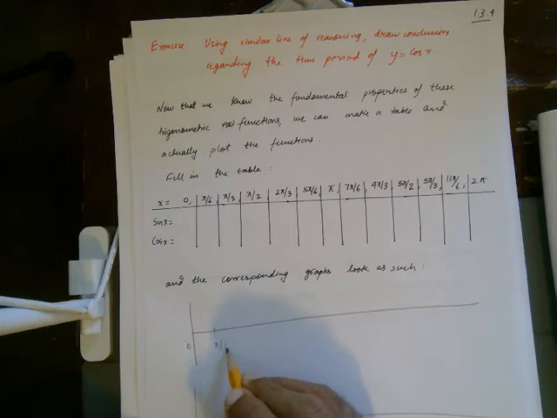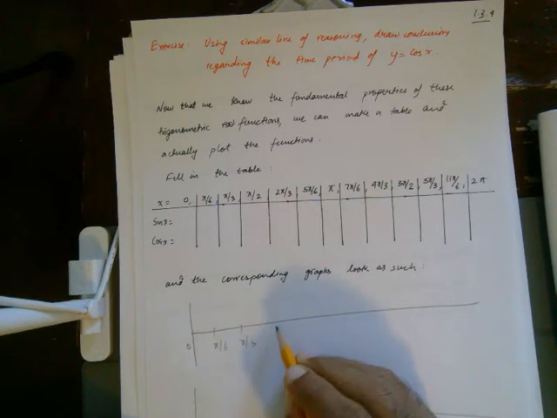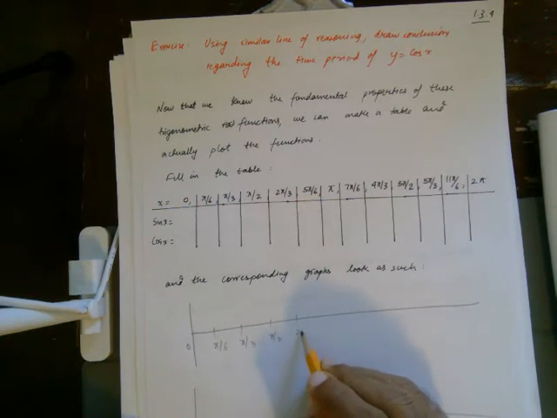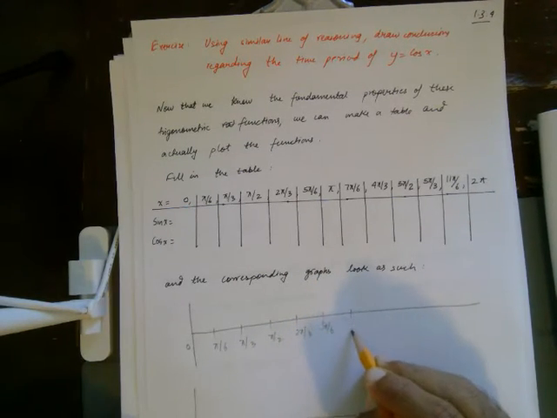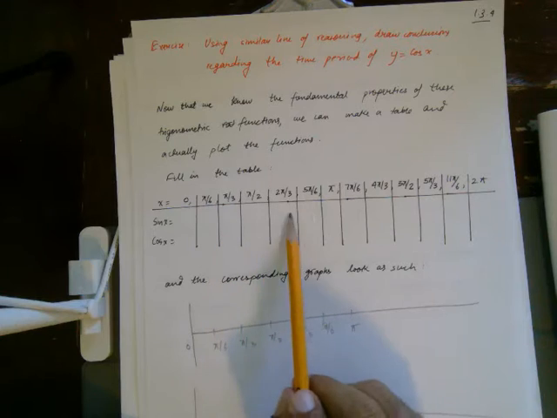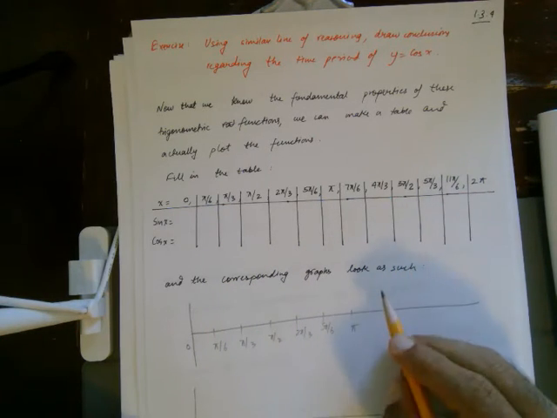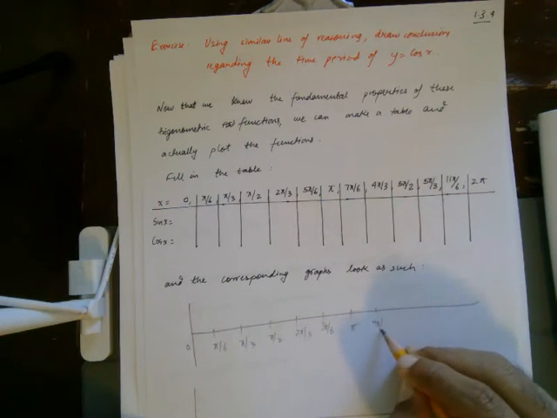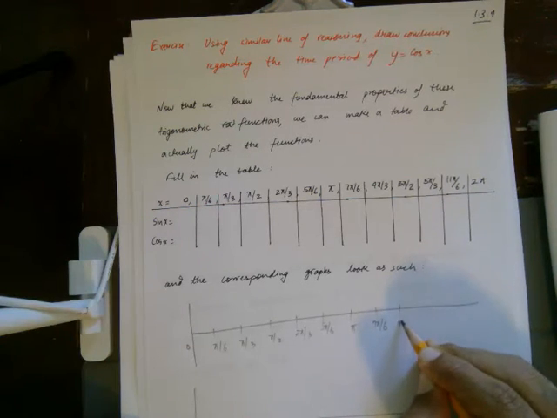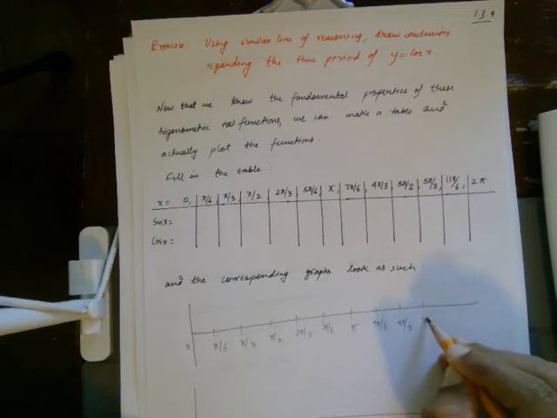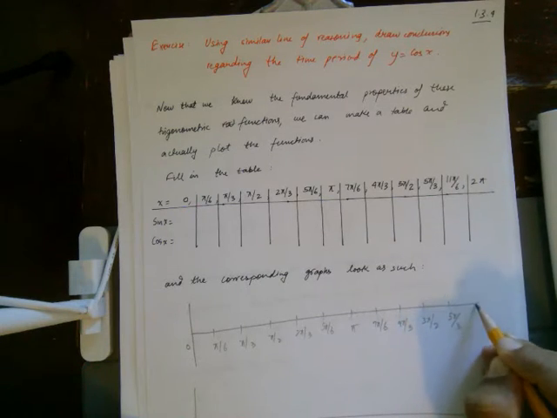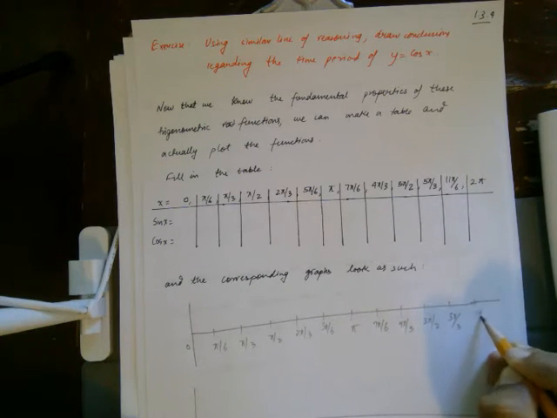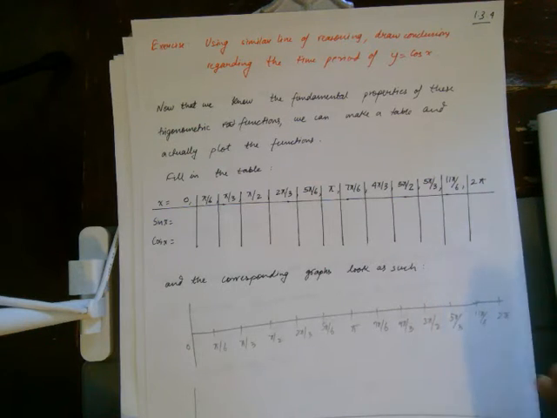So pi over 6, pi over 3, pi over 2, 2 pi over 3, 5 pi over 6, pi. That's 1, 2, 3, 4, 5, 1, 2, 3, 4, 5. Okay, so they are evenly spaced. 7 pi over 6, 4 pi over 3, 3 pi over 2, 5 pi over 3, 11 pi over 6, and 2 pi.